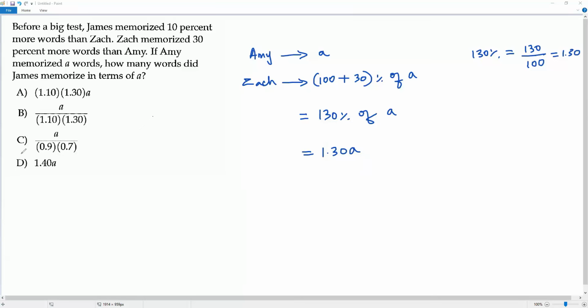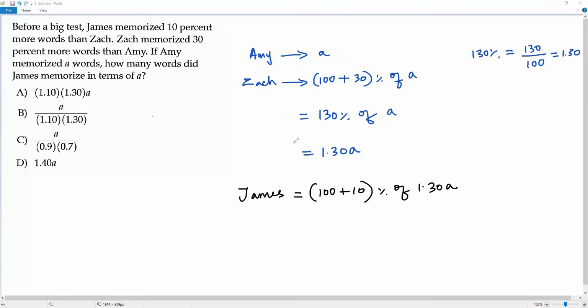Okay, now let's do the next part of the question. Let's go to the information. James memorized 10% more words than Zach. So for James, he has memorized 10% more. So we have to add 10 to 100 percent of the number of words memorized by Zach. That's nothing but 1.30 A.